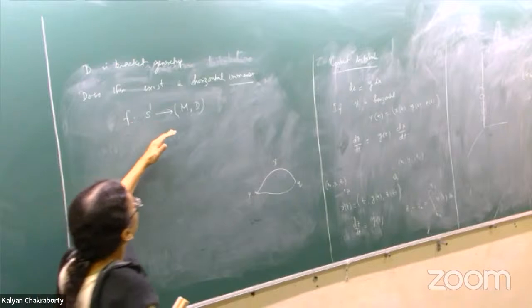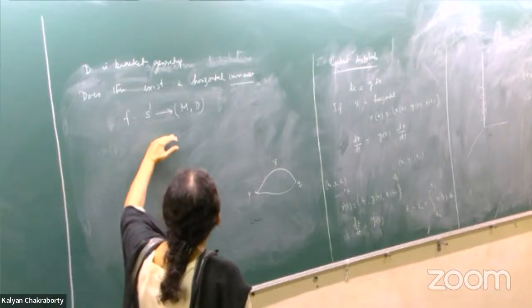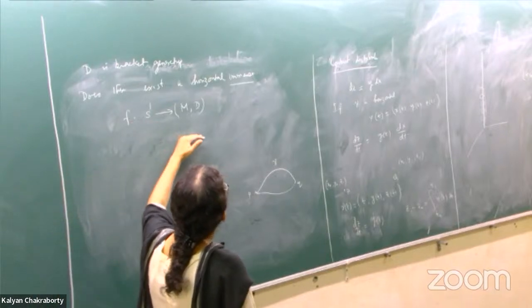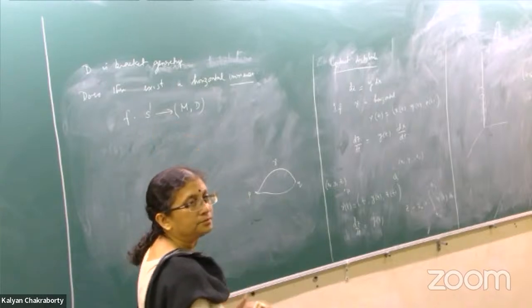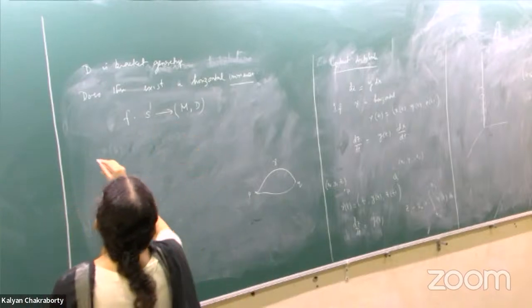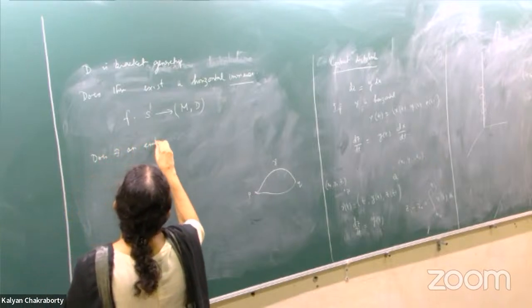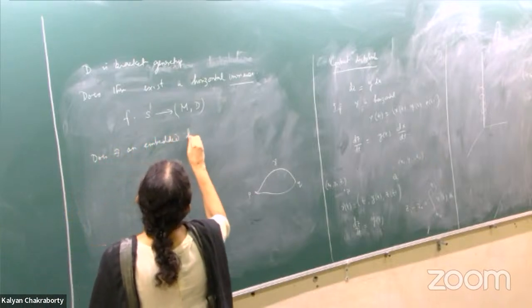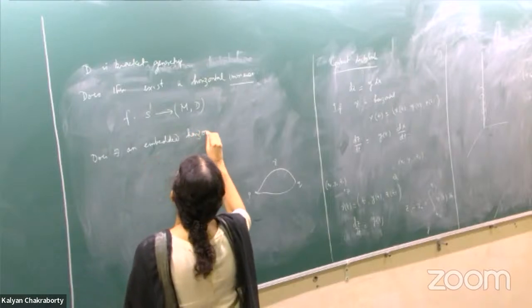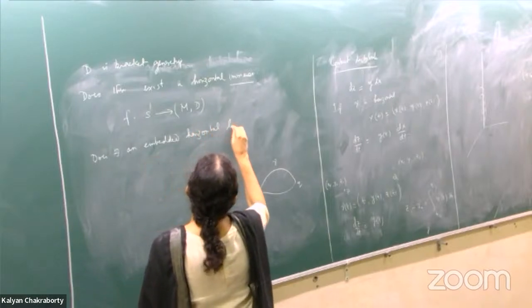So the question now can be reformulated as whether there is a smooth immersion which is horizontal, and also whether there is an embedded horizontal loop.